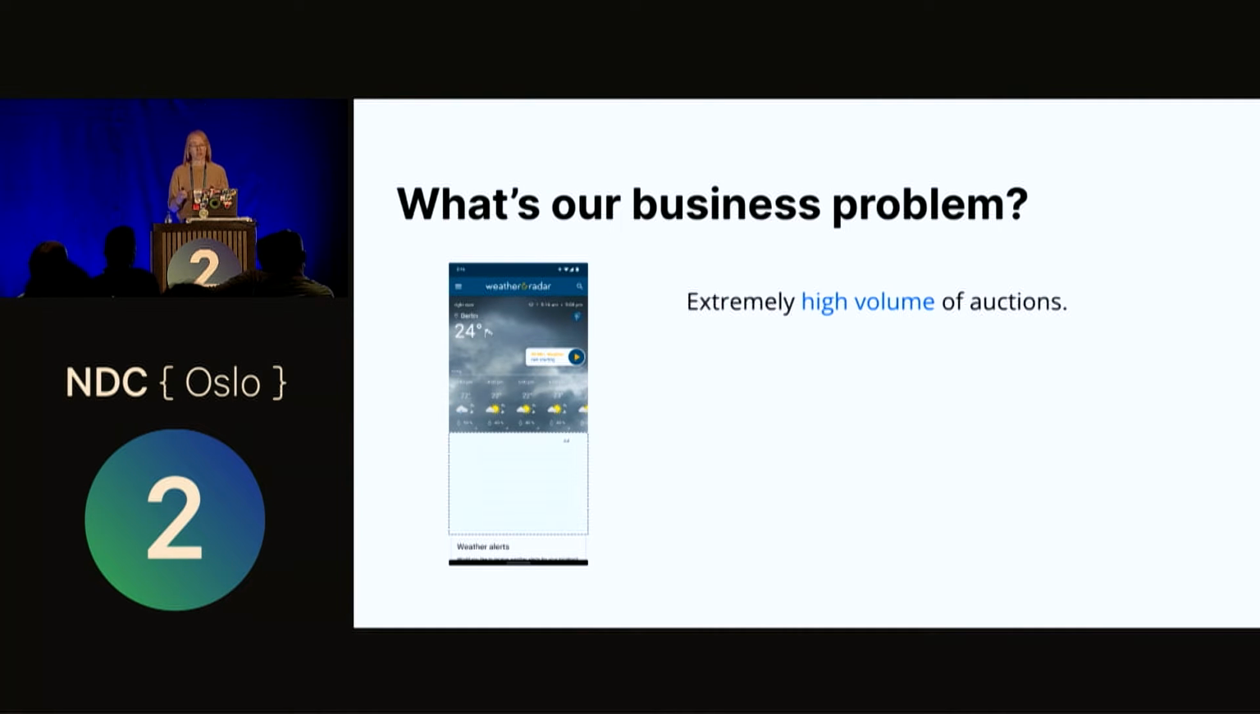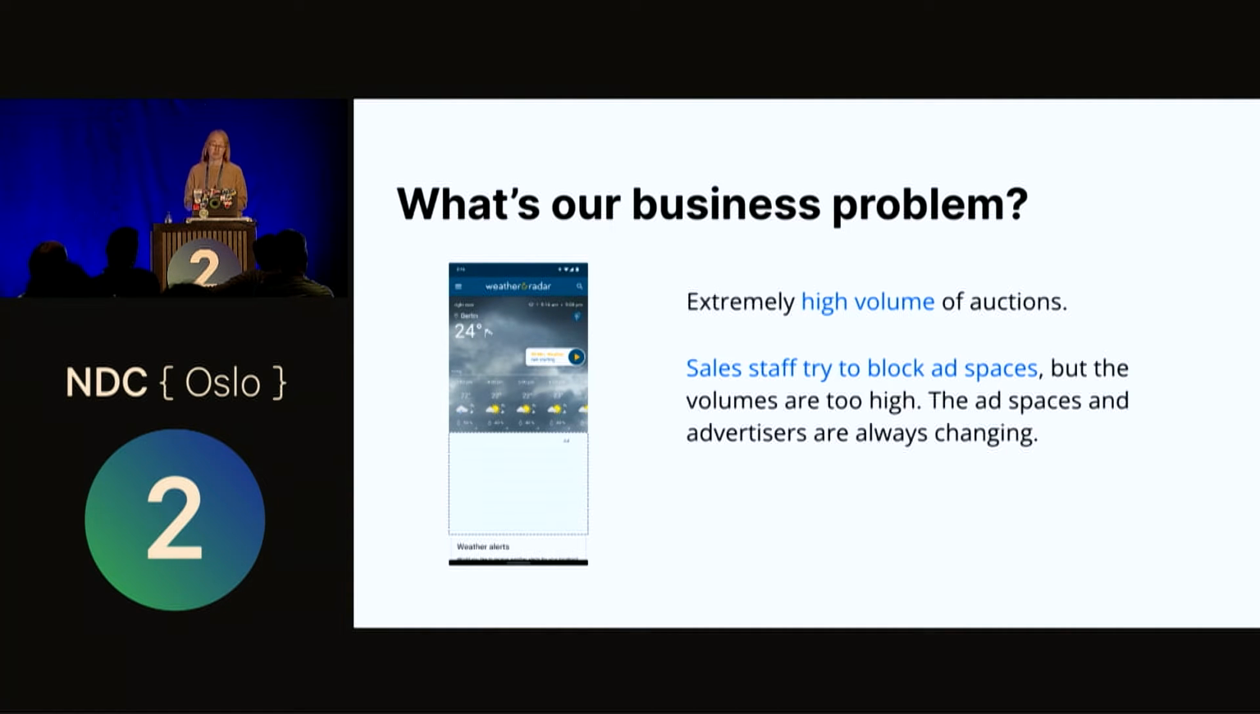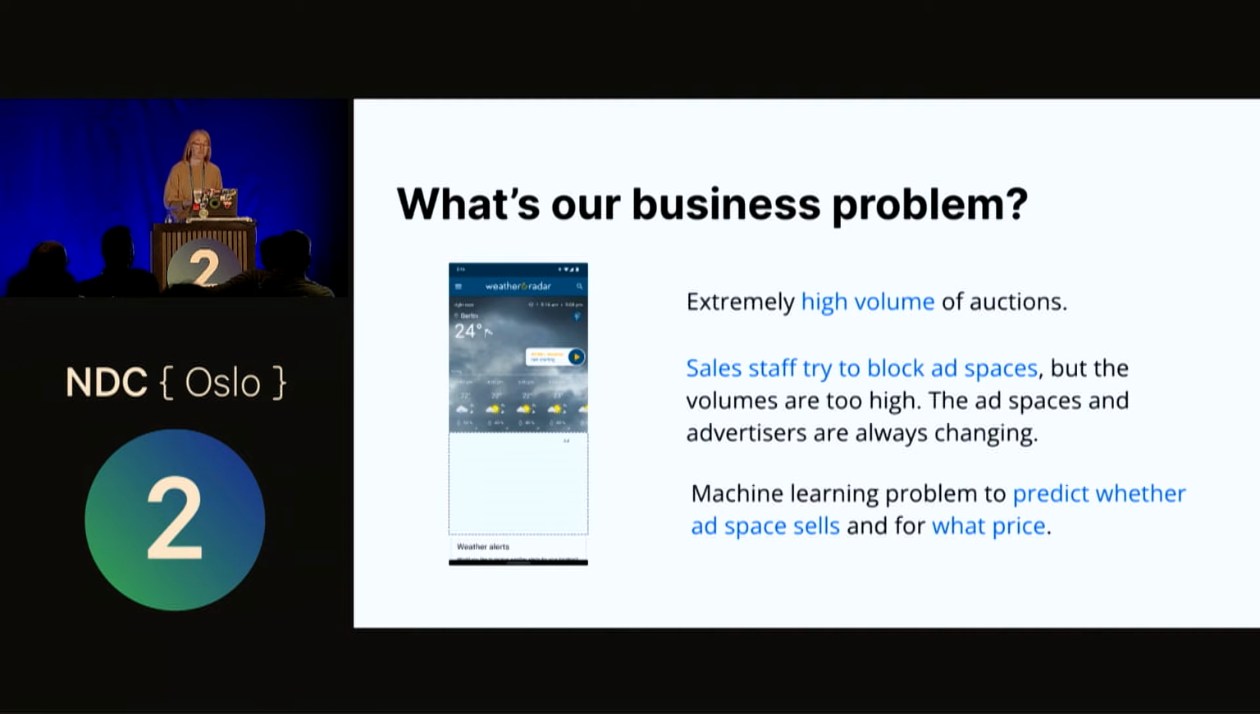So because of infrastructure costs, it's not profitable to send out every single ad space to every single advertiser. So what our sales team have been doing is manually blocking the ones that don't really seem profitable. The issue is that there's so many of them and it's always changing, so they can't keep up. This is where we come in. We've been asked to try and build a model to automate this process. So we decided to try and build two models. A model to categorize whether the ad will sell or not, so a classification model, and also to try and predict the price if it does sell, so a regression model.